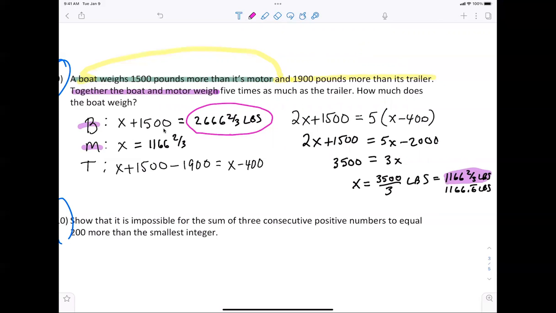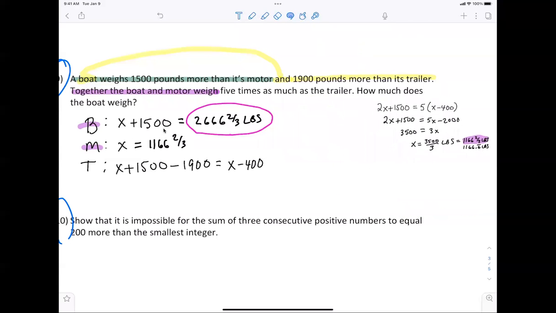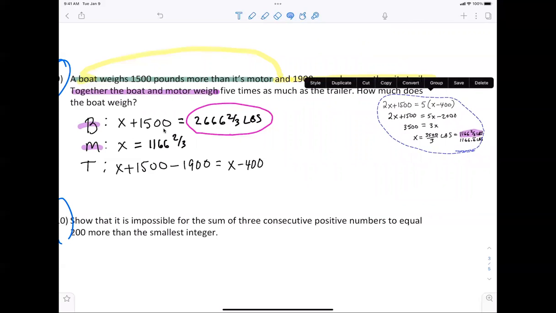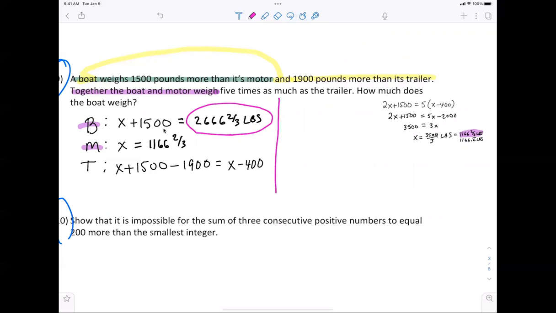Now, I silenced Nora because I wanted to show you mine. Now I want Nora to go back and show me what variable you gave X. What did you give X, Nora? The trailer. The trailer was X for Nora, which meant the boat was X plus 1,900, and the motor would be X plus 400.